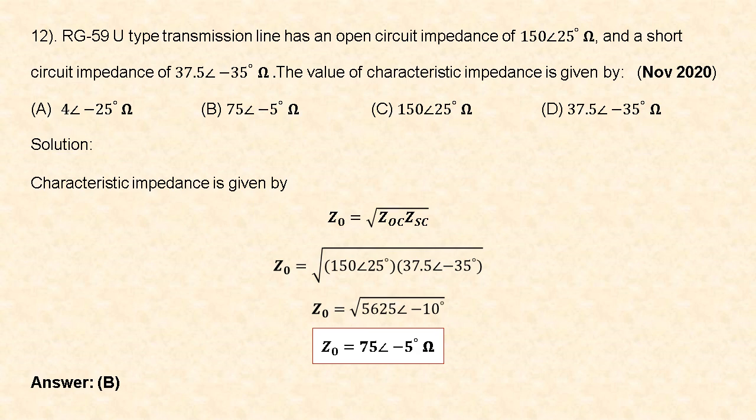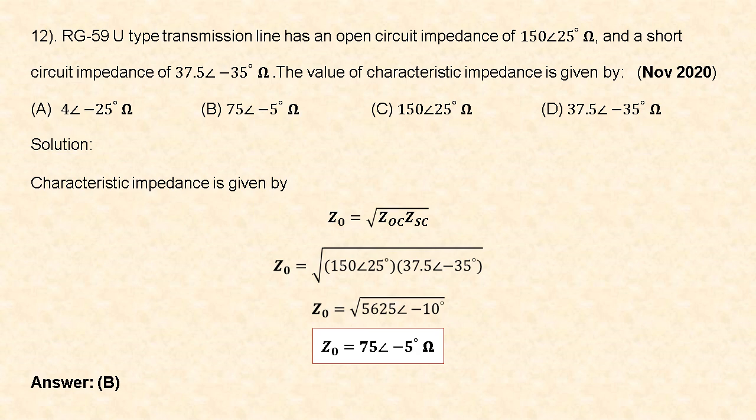Next question. This question was asked in November 2020. RG59U type transmission line has an open circuit impedance of 150 angle 25 degree ohm and short circuit impedance of 37.5 angle minus 35 degree ohm. The value of characteristic impedance is given by option A, 4 angle minus 25 degree ohm, option B, 75 angle minus 5 degree ohm, option C, 150 angle 25 degree ohm, option D, 37.5 angle minus 35 degree ohm.